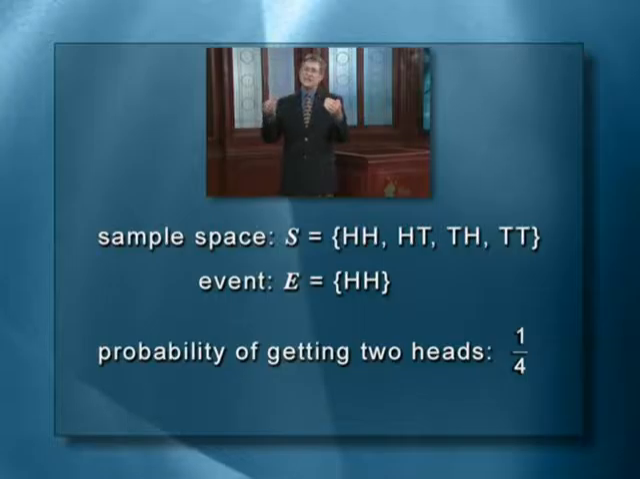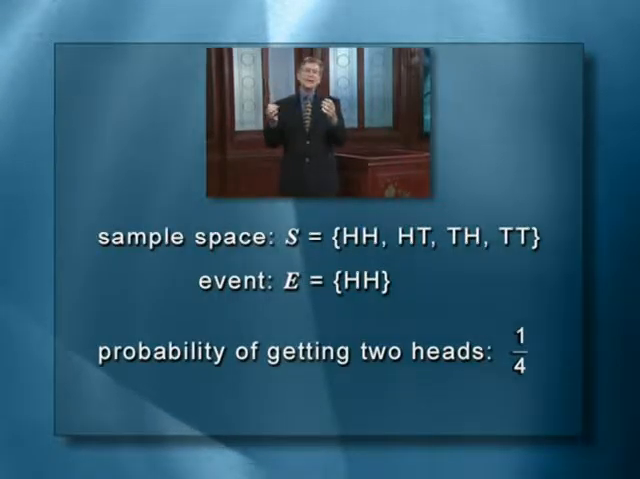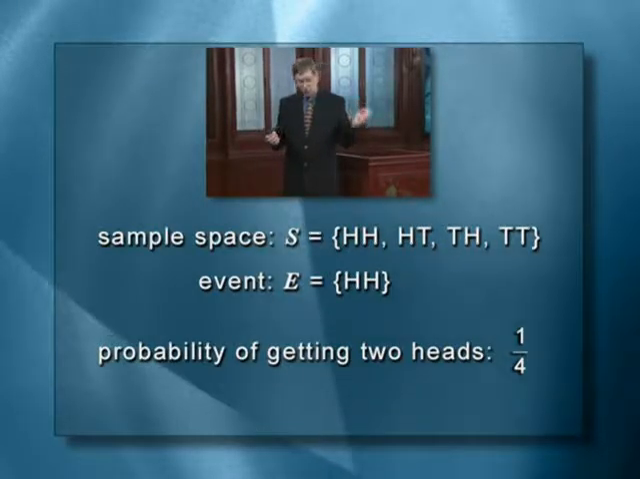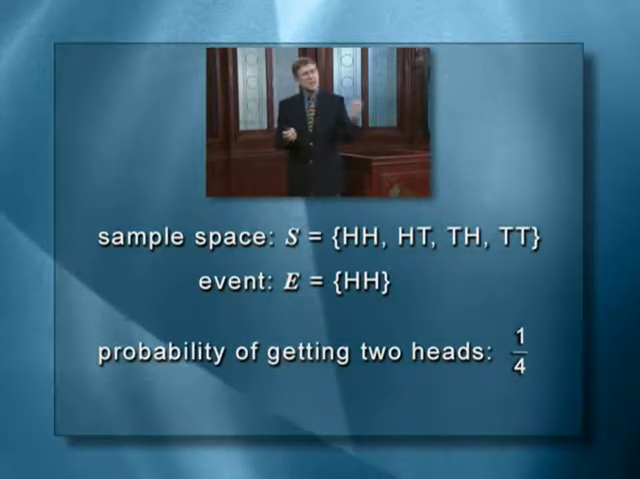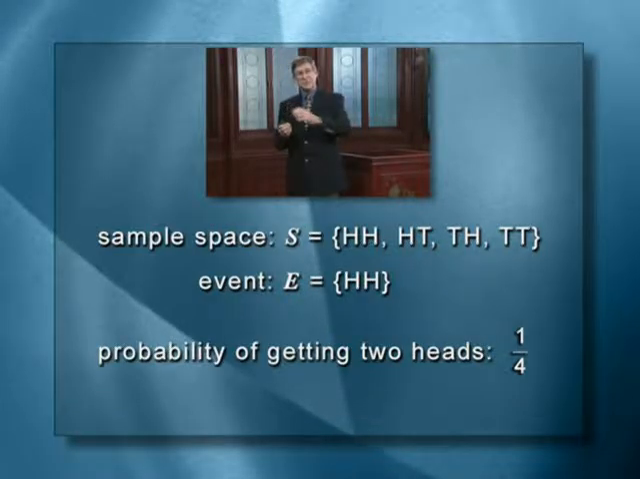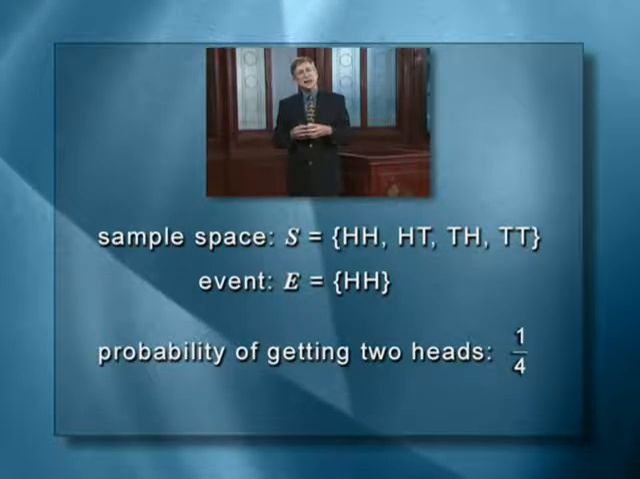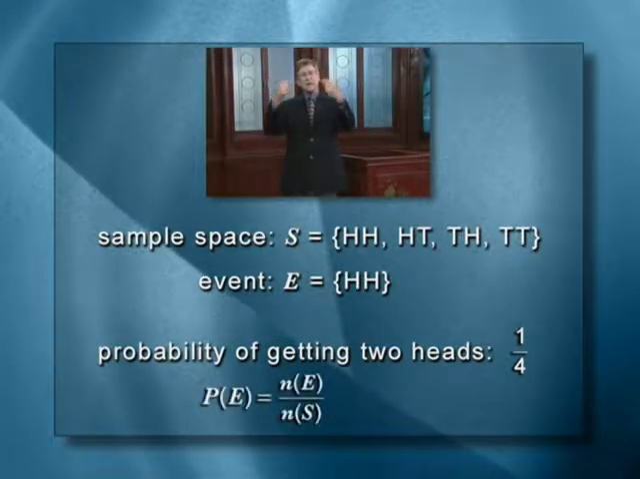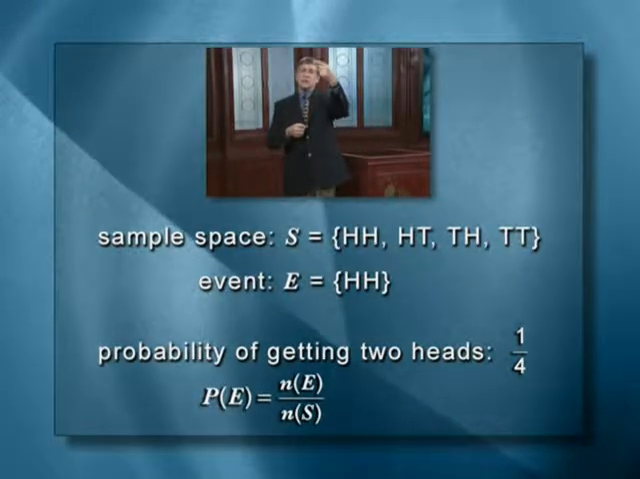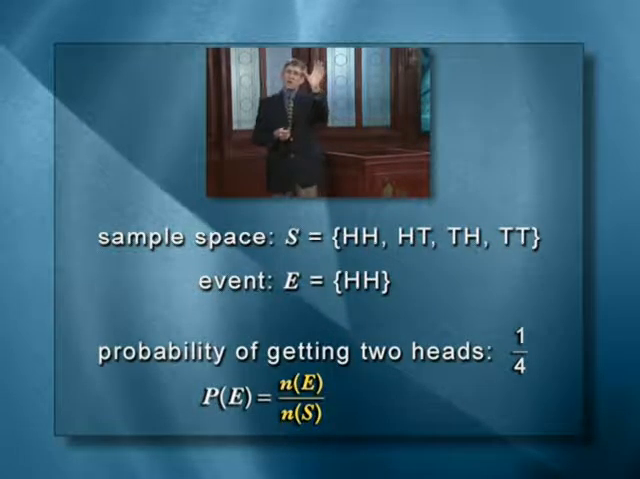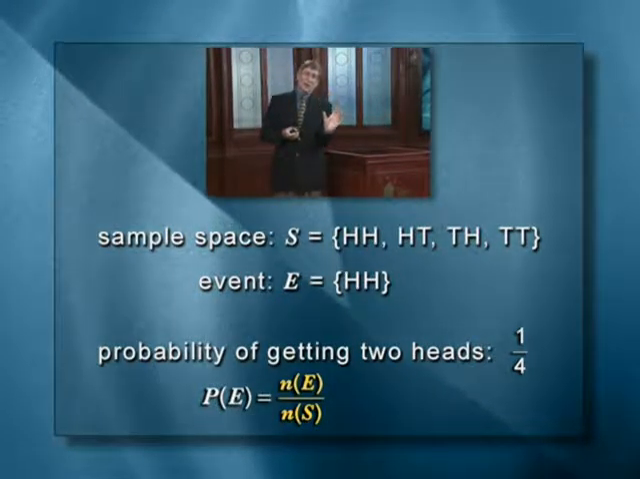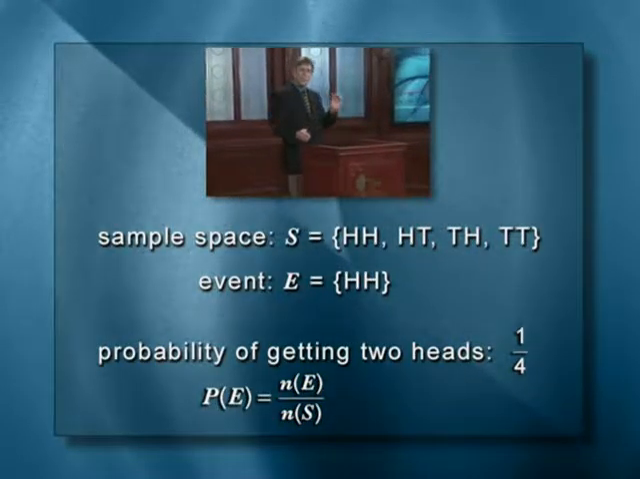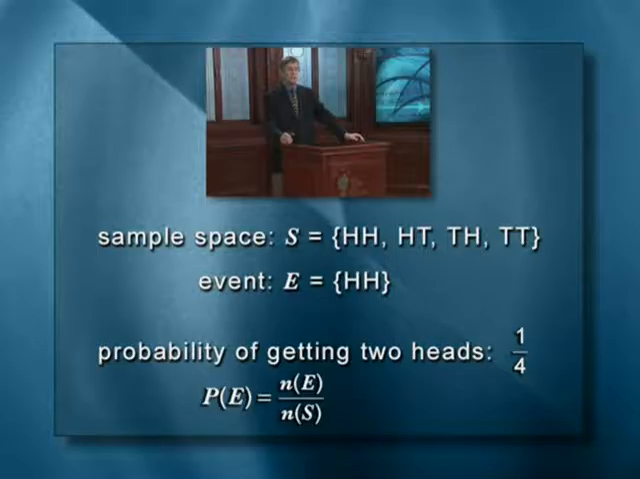If an event E has n of E equally likely outcomes, everything has to be equally likely, like tossing coins, the outcomes are equally likely, and its sample space S has n of S equally likely outcomes, then the probability is the quotient n of E divided by n of S. The size of the event divided by the size of the sample space. That's the definition of the probability of the event E.